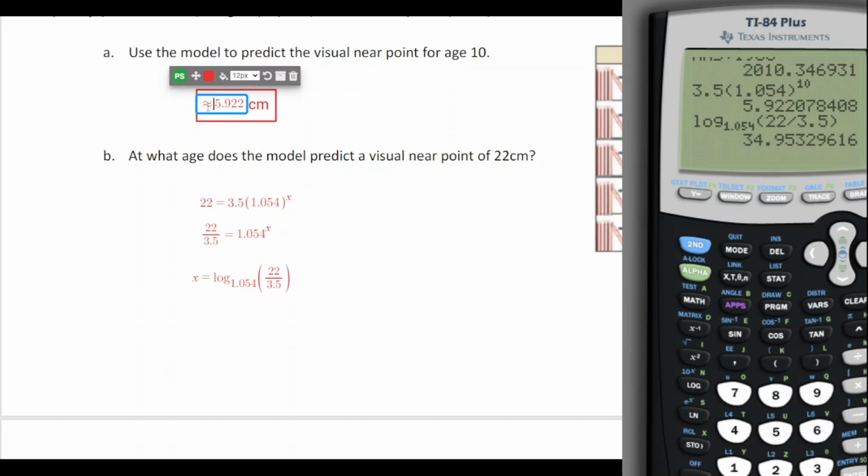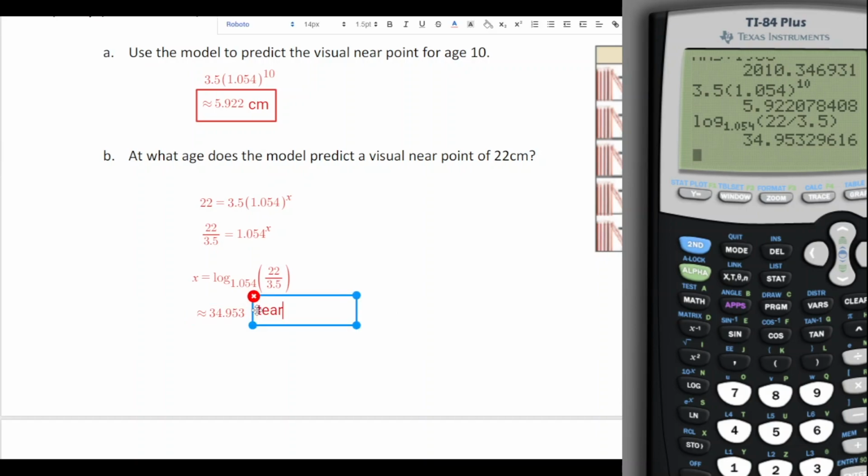So we're going to say that at about 34.953 years of age. So right before you turn 35, we'll say about 35, if you're just speaking normally. But if you want to get a more precise answer, that's what it would be.